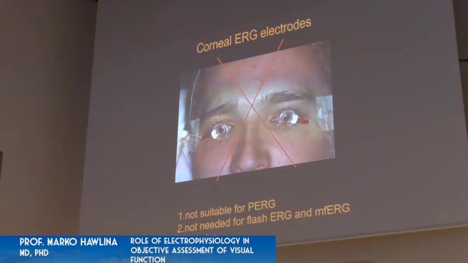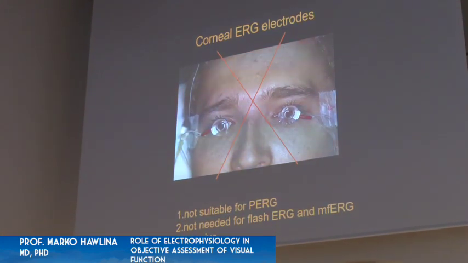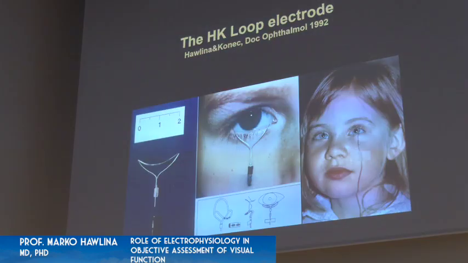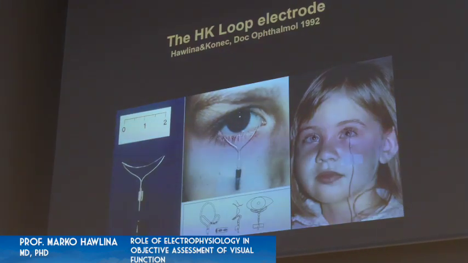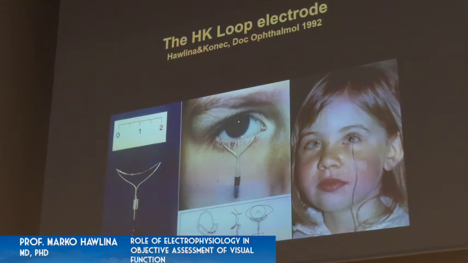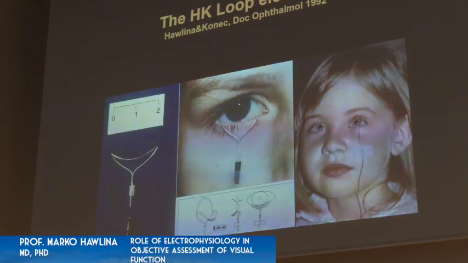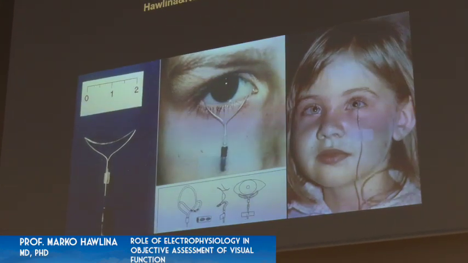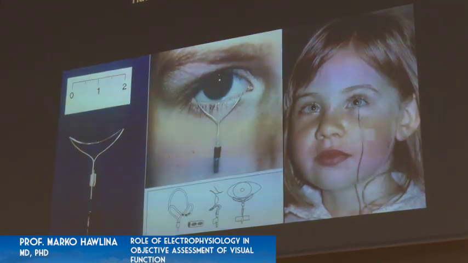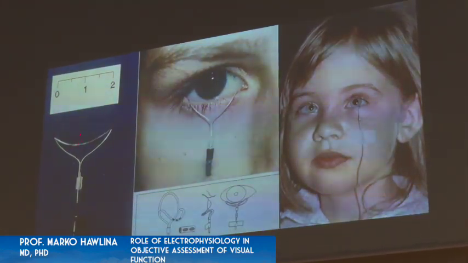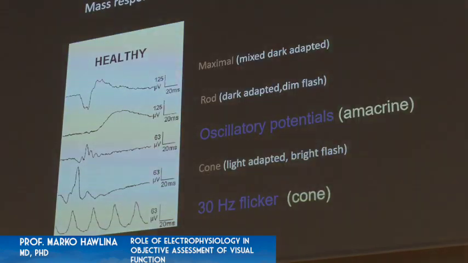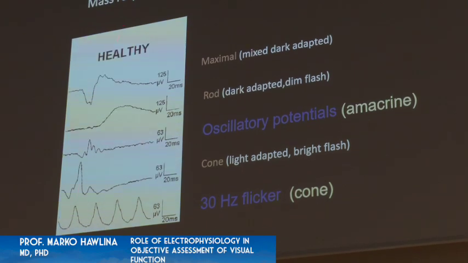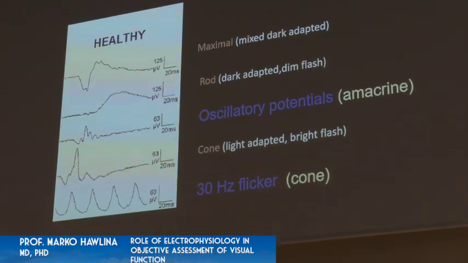Now, this is an old photograph that probably scared most of you from ever using electrophysiology, but this has really changed with new electrodes, and one of those was described by ourselves in 1992. It is simple, like a hook, like a wire that you can just hook and leave there for a while. It has 3 contact windows on the insulation, and children can tolerate it from 6 years onwards. And what you can get then are these 5 responses, which are standardized by ISCEV.